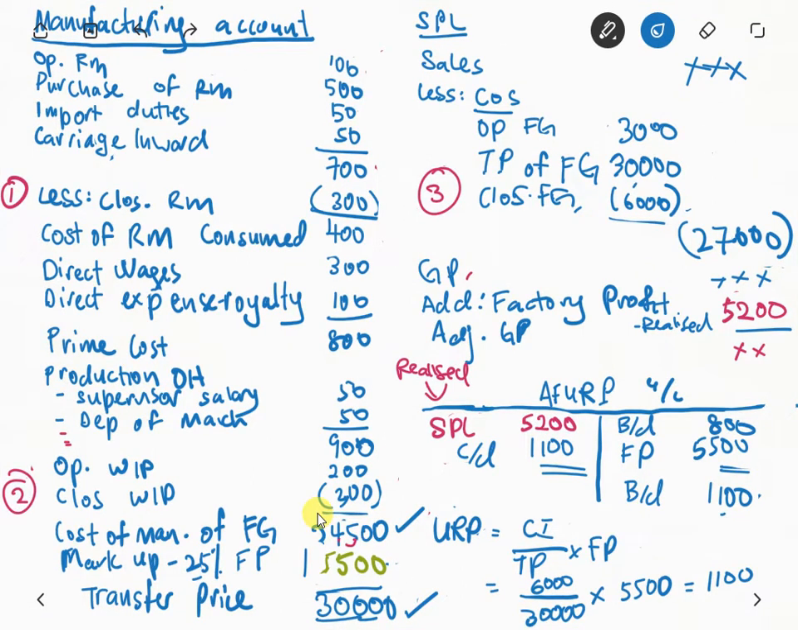Manufacturing account. You are asked to prepare raw material opening, purchase, import, carriage inwards, less closing raw material consumed. Marks will be given for this. You have raw material, you have wages, you have direct. So three directs. You have your prime cost, factory overhead, production overhead, supervisor salary, depreciation, and many, many more.